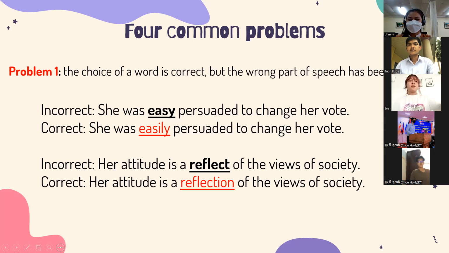For example number 2, incorrect: her attitude is a reflect of the views of society. The correct one is: her attitude is a reflection of the views of society. In the incorrect sentence, they use reflect, which is a verb, instead of reflection, which is a noun. So you have to make sure that you know the part of speech that you're using.